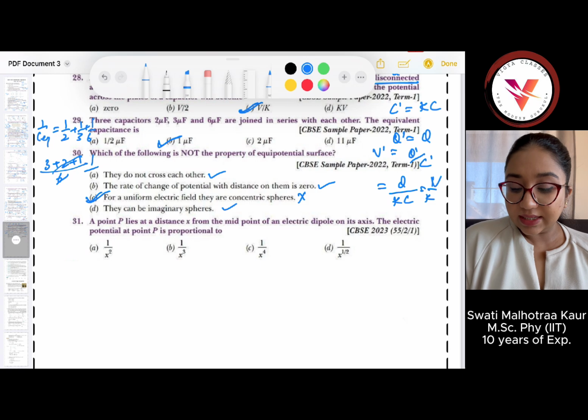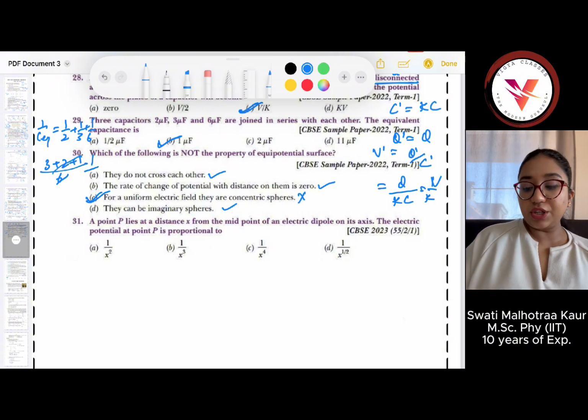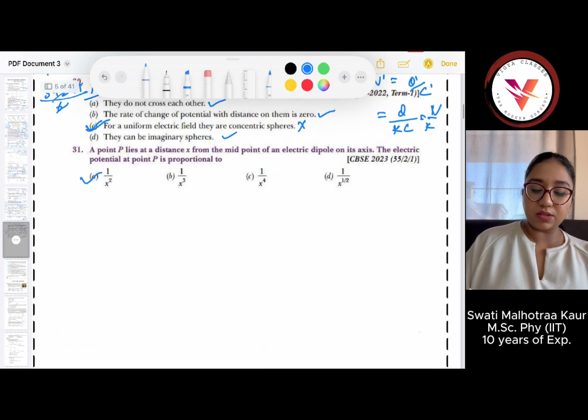The point P lies at a distance x from the midpoint of an electric dipole on its axis. Electric potential is proportional to what? Electric field is 1 by x cube and potential is 1 by x square.